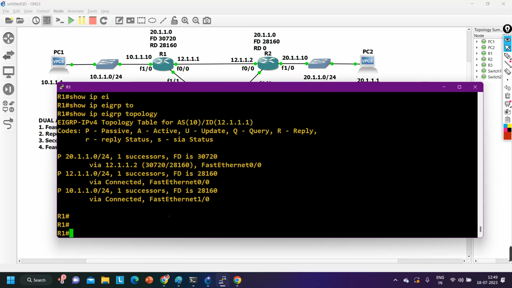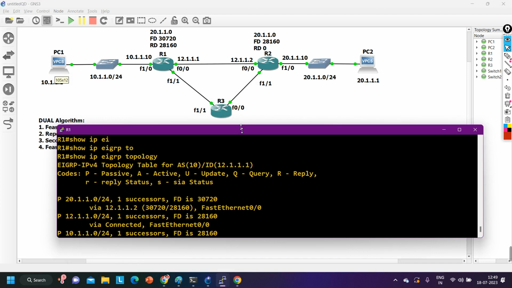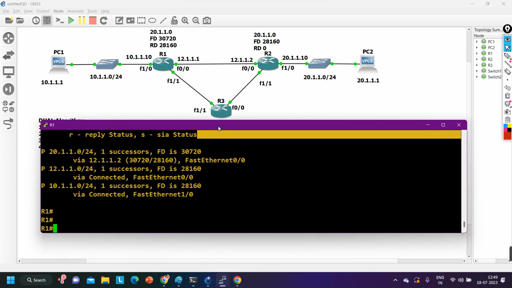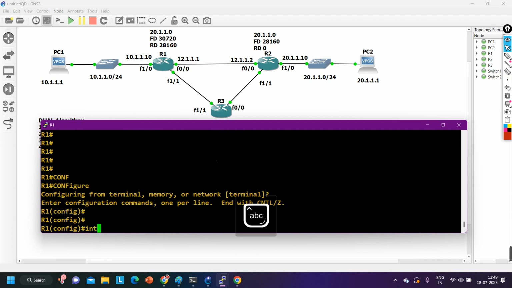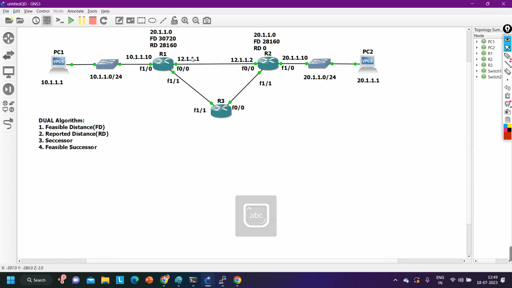Let me add this network first. On router number 1, I am going to configure one IP address on F0 1/1, which is connected to R3. Let's say here I am using the 13.1.1.0/24 network. This is the network between router 1 and router 3, and between router 2 and router 3, let's say I am using the 23 network, 23.1.1.0. Done.